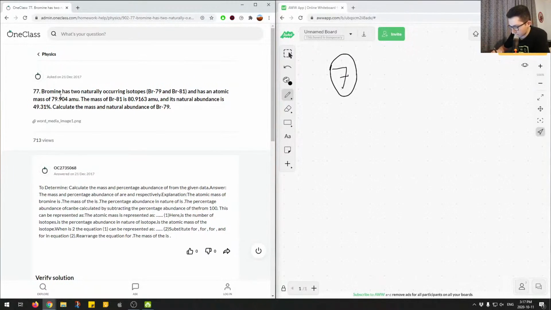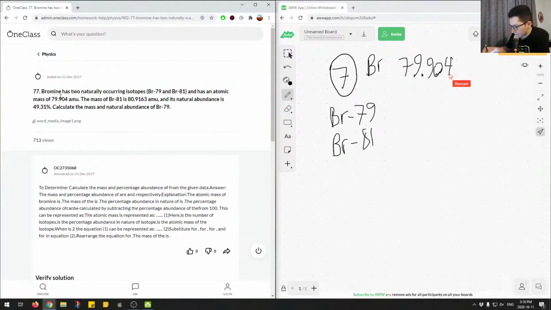So let's just write down some givens. Bromine 79, the first isotope, and bromine 81. We know the atomic mass of bromine is 79.904 AMU. And the mass of bromine 81 is 80.9163.